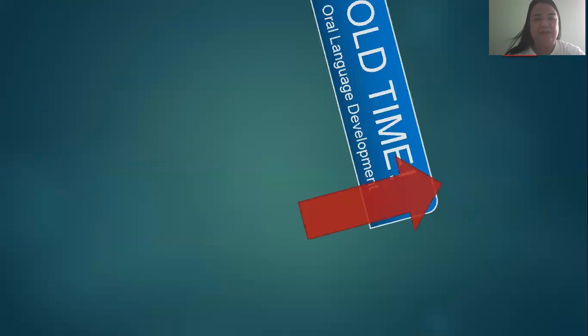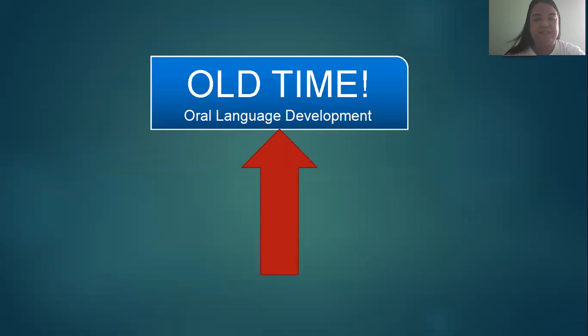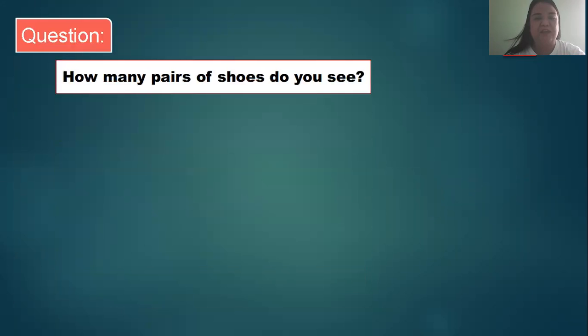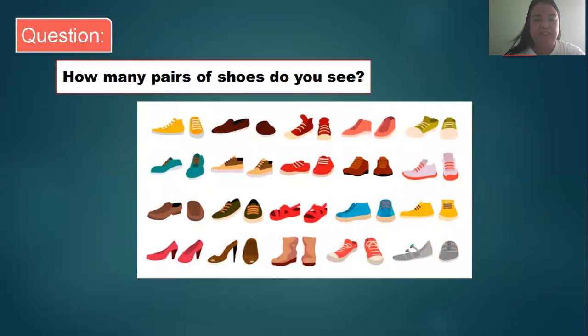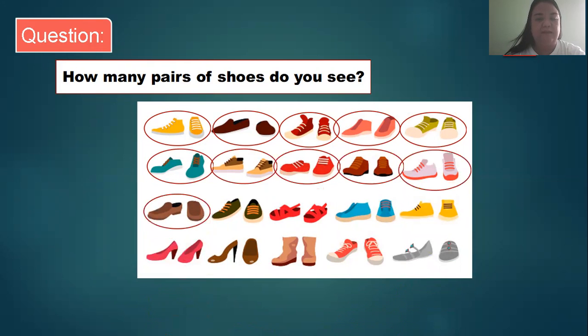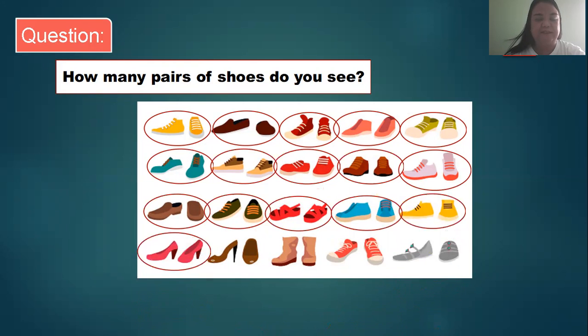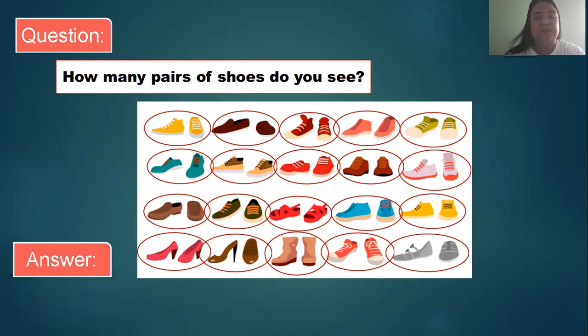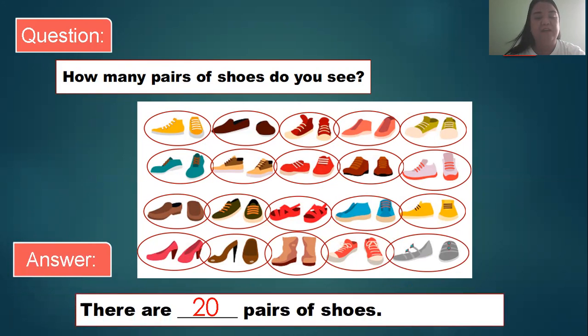Now let's do our OLD, our oral language development. Question: how many pairs of shoes do you see? Let us count. 1, 2, 3, up to 20. How many pairs of shoes do you see? So your answer will be there are 20 pairs of shoes.